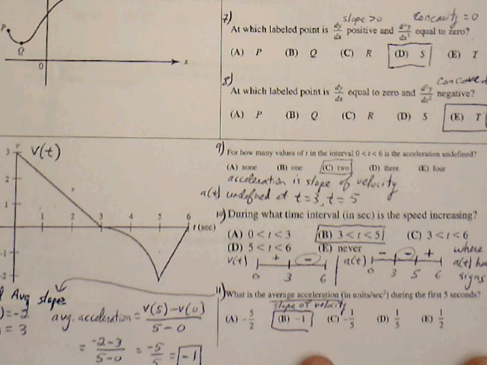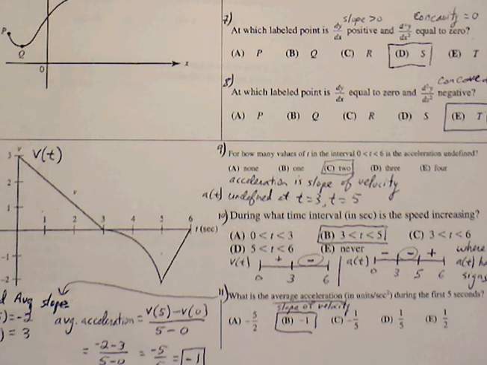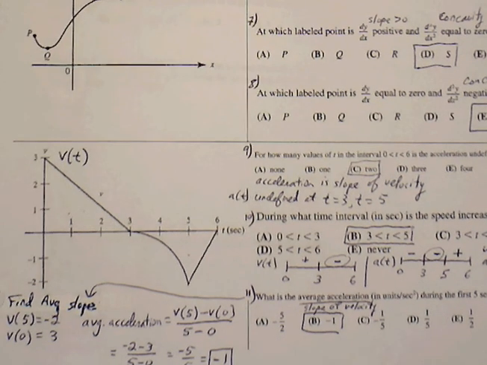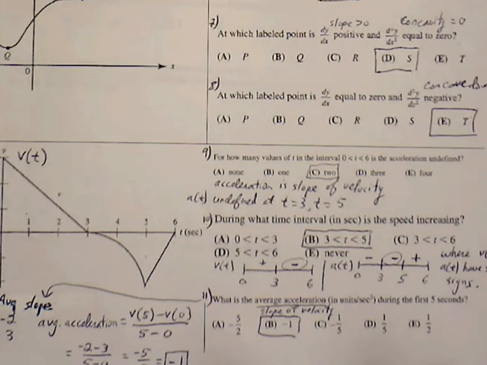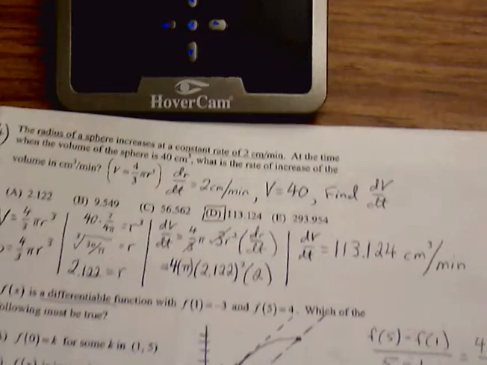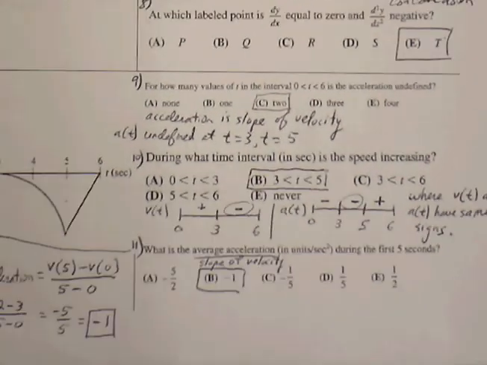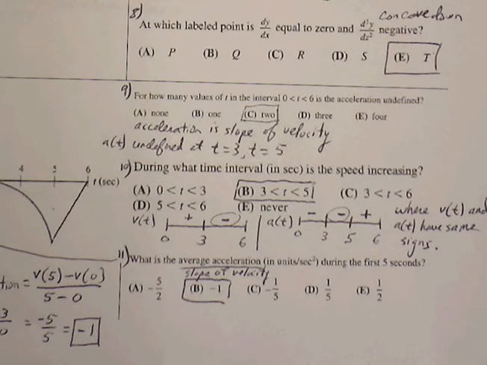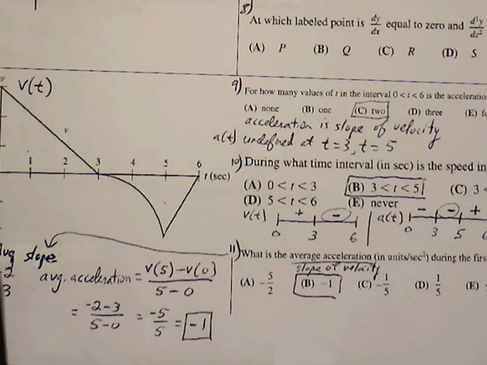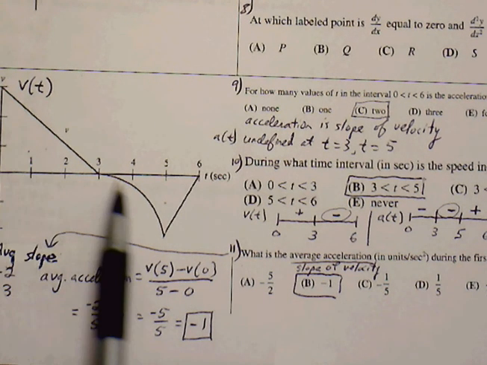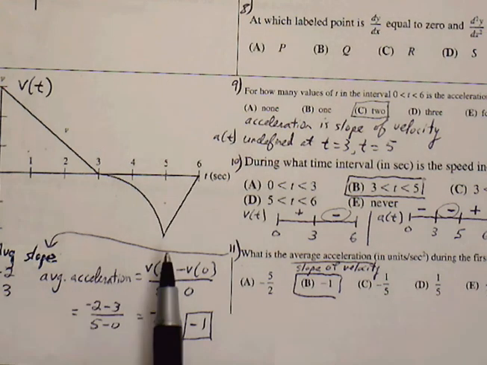All right, for 9, 10, and 11, we're going to be referring to the velocity graph on the left. So number 9, for how many values of t in the interval from 0 to 6 is the acceleration undefined? Okay, so the acceleration is going to be undefined. We're looking at the velocity graph, so it'll just be where this graph is not a smooth curve. So at 3 and at 5.